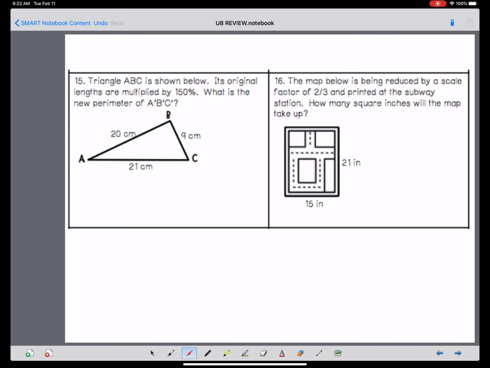All right, question number 15. So triangle ABC is shown. Its original lengths are multiplied by 150%. What's the new perimeter of triangle ABC? So let's draw our new triangle.